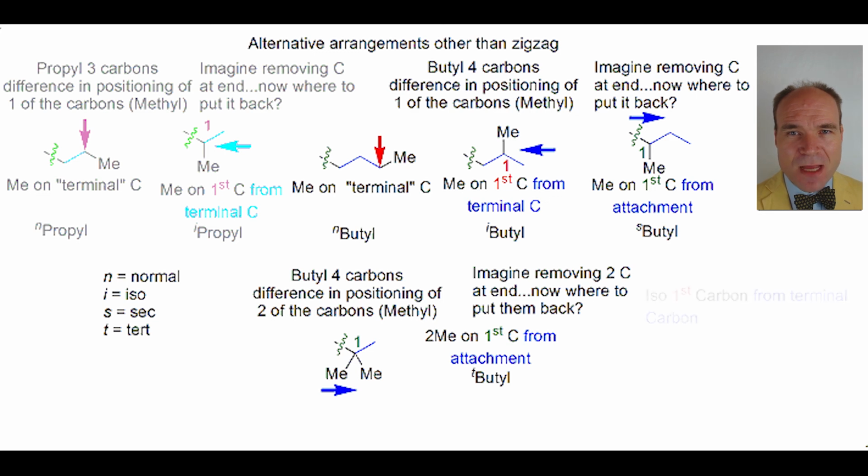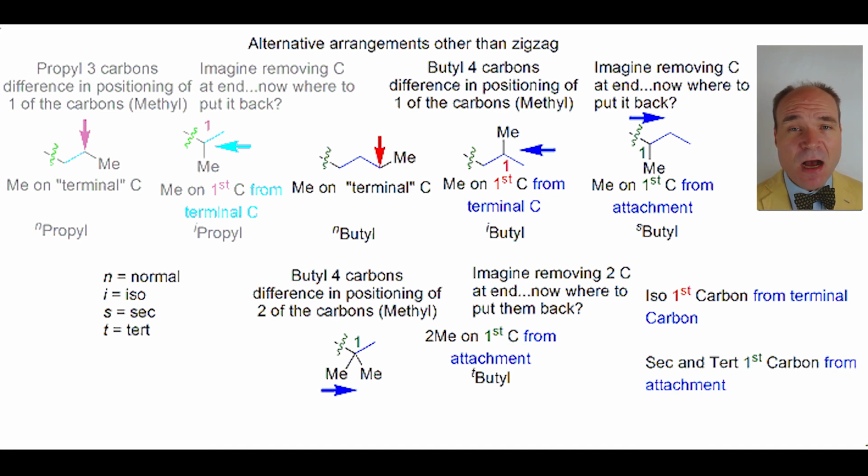In summary, iso is one carbon in from the blue terminal carbon, whilst sec and tert are one carbon in from the attachment.